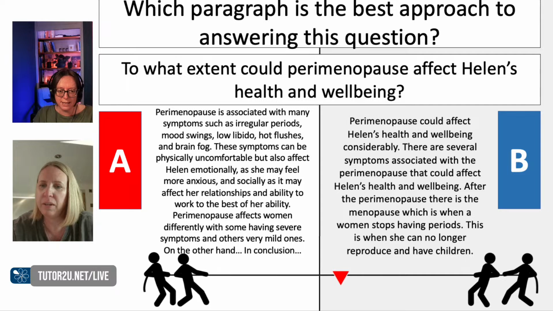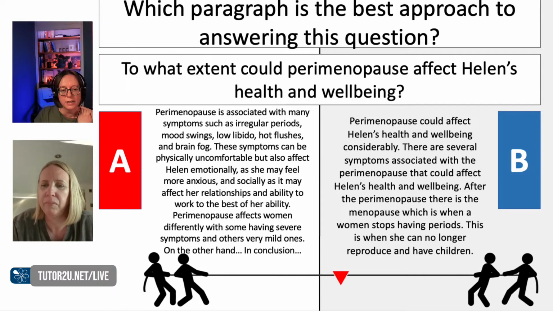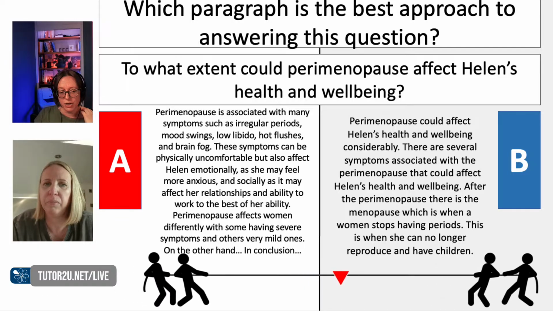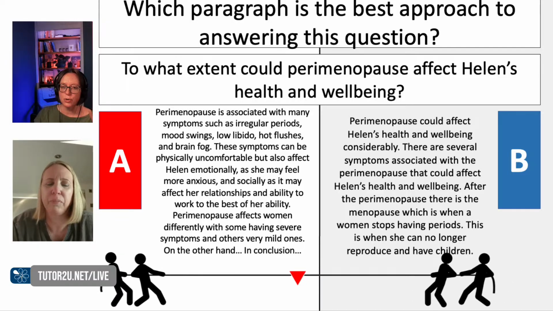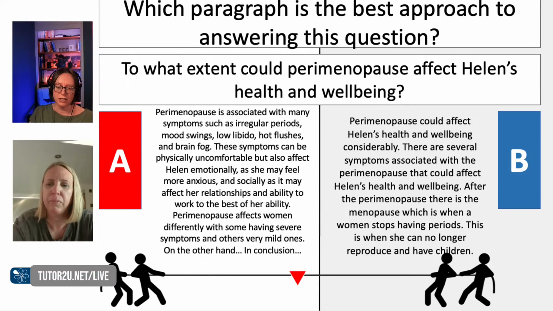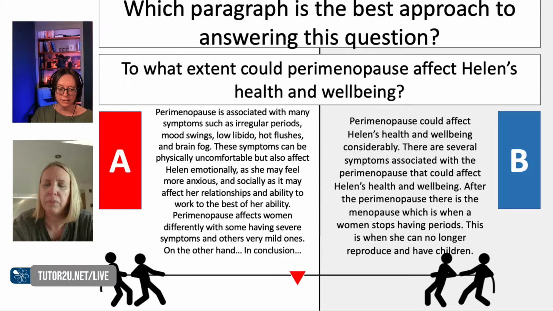So a couple of people are saying that student A is going to go on to make a conclusion. Yeah. So the question is to what extent. So you need to make a judgment about that. You really need to make sure that by the end you have decided the extent to which it could affect her health and well-being. So make a statement about how far it's going to affect her.